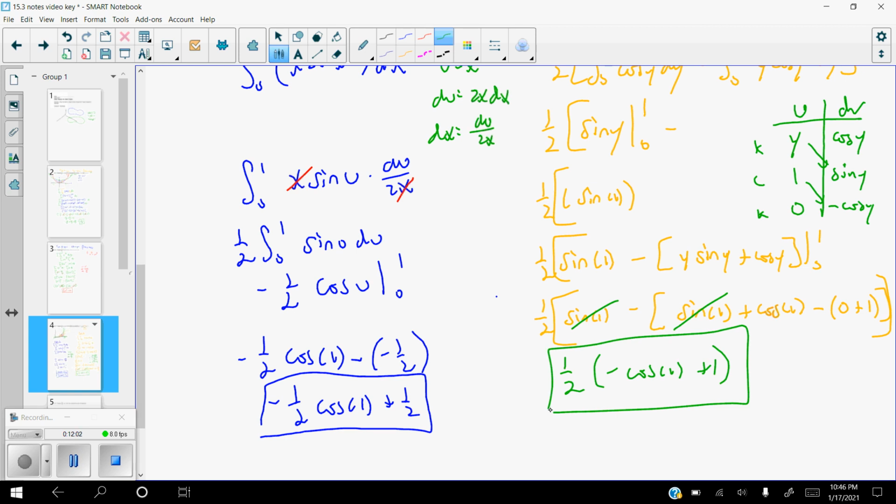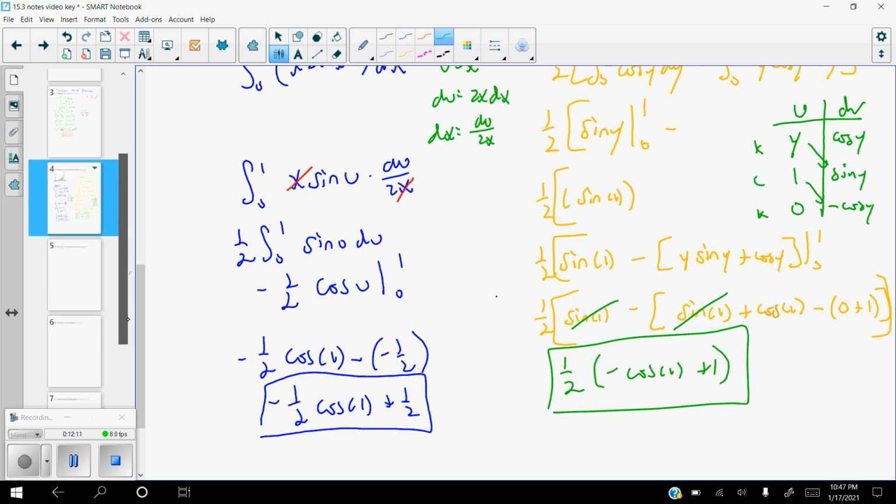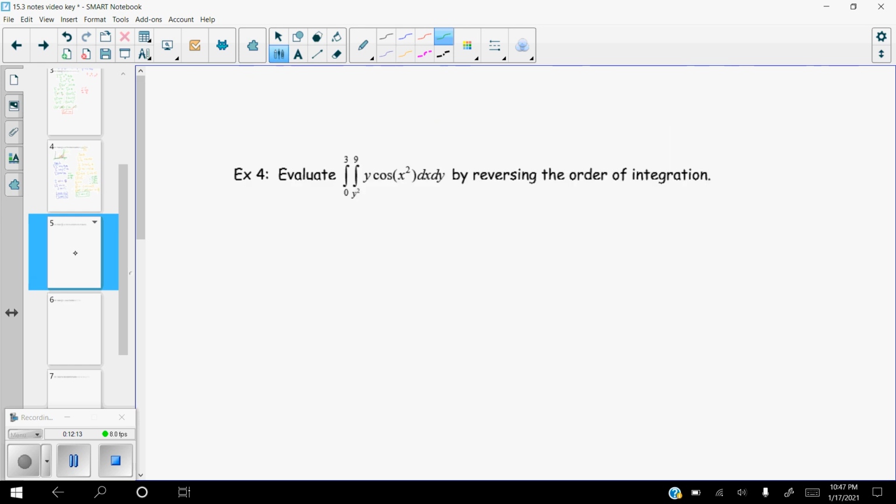This type 2 in this case was definitely more difficult as far as the antiderivatives. Not horrible, you just had to remember your integration by parts. Okay, let's move on.